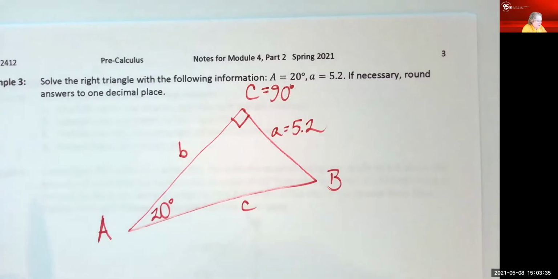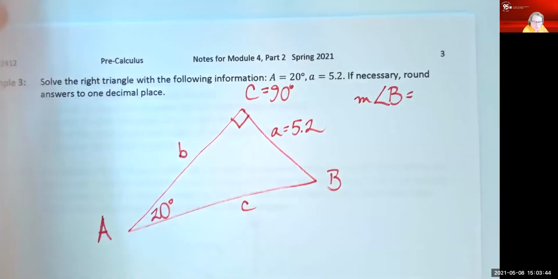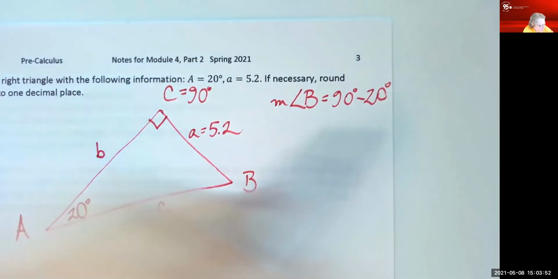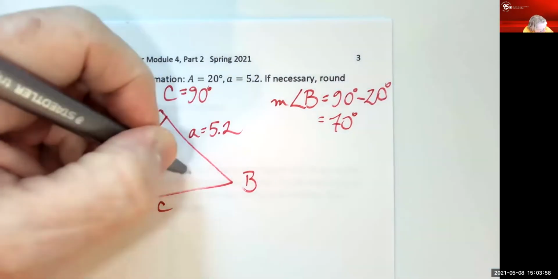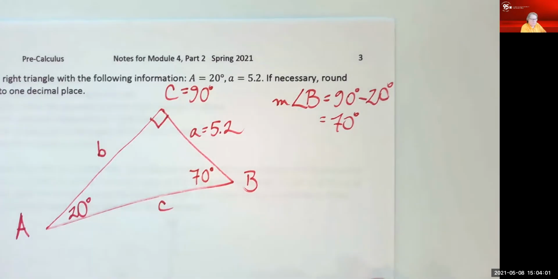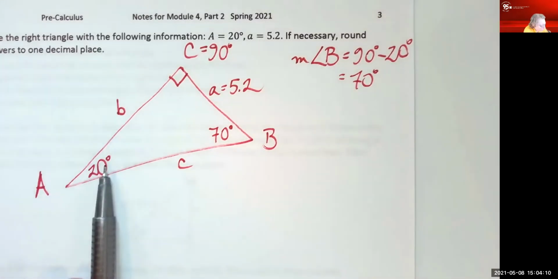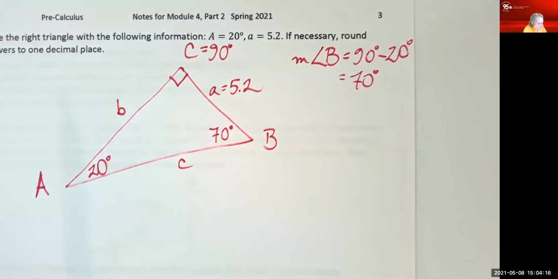Now, we actually know all 3 angles because we know the measure of angle B is equal to 90 degrees minus the measure of angle A, 20. And 90 minus 20 is 70 degrees. So we know the measure of angle B is 70 degrees. We can use either angle. We want to find a trig identity that involves angle A or angle B and the side A and the side C. That's the easiest way to go.